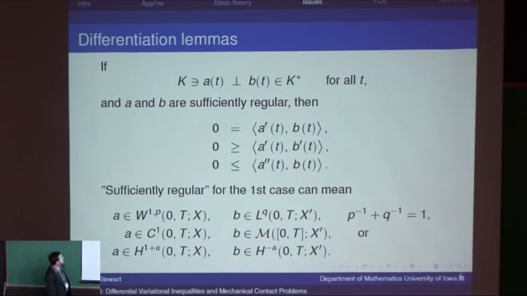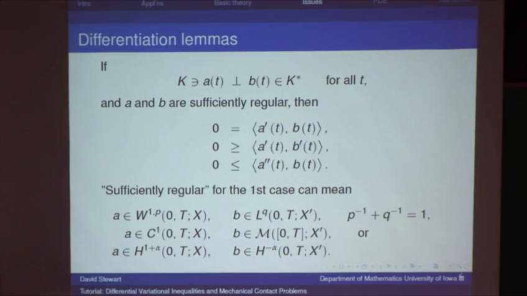Okay, so if we have two functions that are complementary, their dot product is always zero, and A of t belongs to K, B of t belongs to the dual cone of K, and they're sufficiently regular, then you can show that the dot product of the derivative of A with B is always going to be zero. You can show that the dot product of the derivative of A with the derivative of B is going to be less or equal to zero, and the second derivative of A with B of t is always going to be greater or equal to zero.